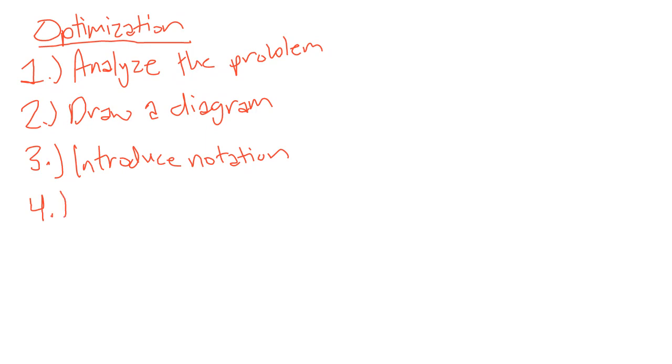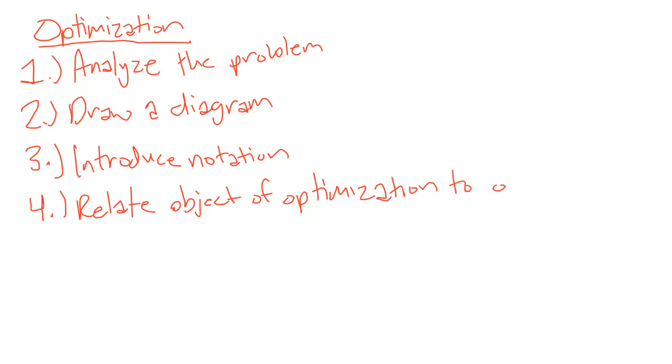Or relate your objects of optimization to your other info. So what we mean is, let's say you're trying to optimize the volume of a box. Well, you can't work with just that volume because you don't really know anything about it. But let's say somewhere else in the problem they give you your surface area. So you want to relate what you're given to what you're trying to find.